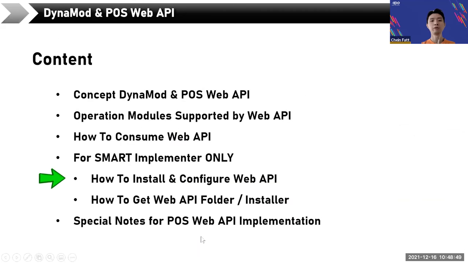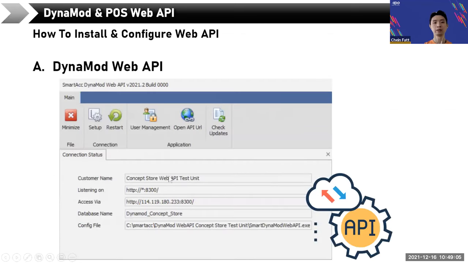Okay, so let's say you want to install or configure the web API. How do you get the installer for the Dynamod web API or the POS web API? So here I will show you how to get it. We will give you a link, then you download the folder.